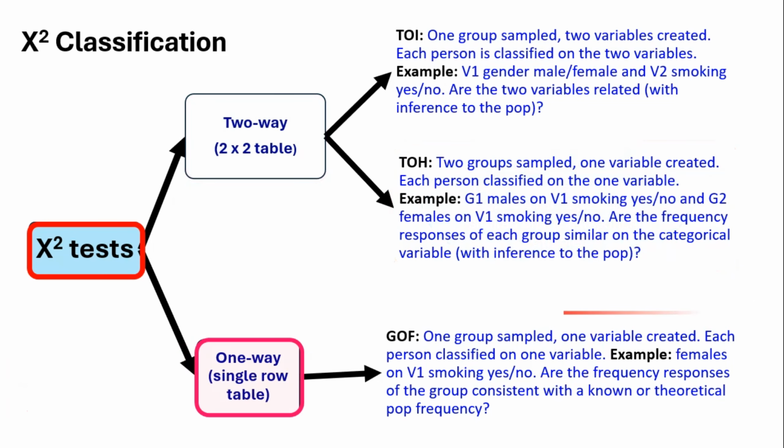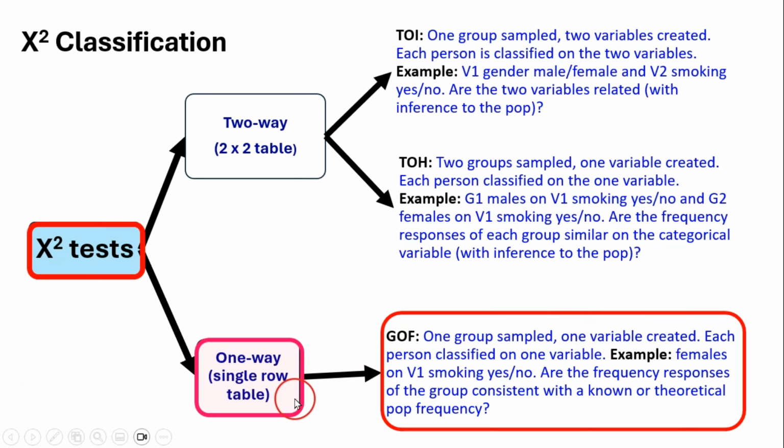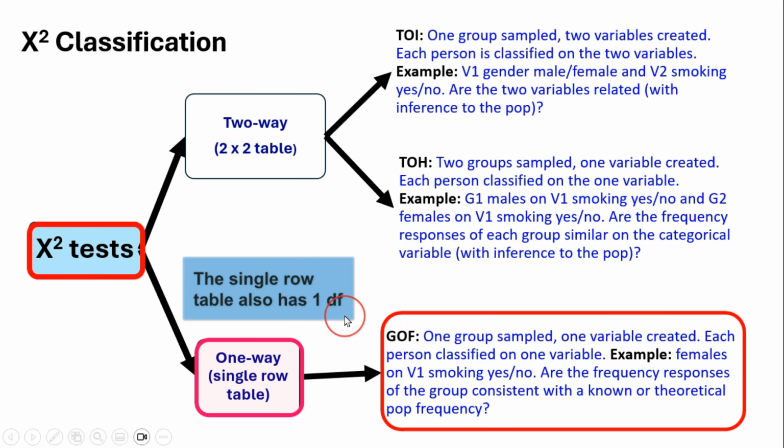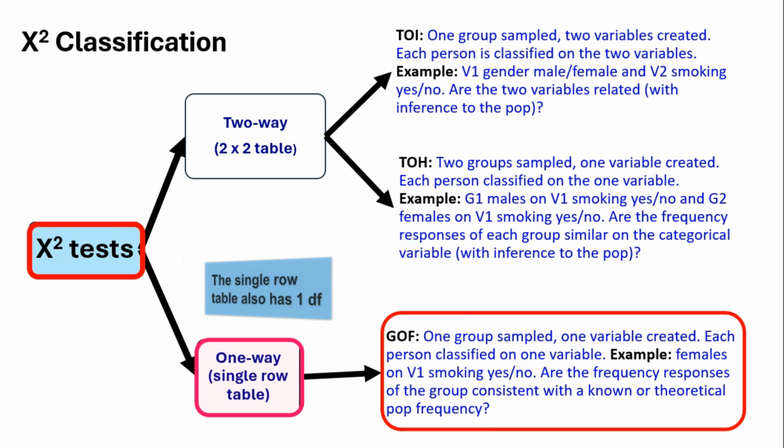And then the last one is one in which simply a one-way or single row table is used. And this one's called the chi-square goodness of fit. So for each one of these three types of tests, a chi-square statistic is generated. It's just that it's interpreted differently according to which type of test you're using.